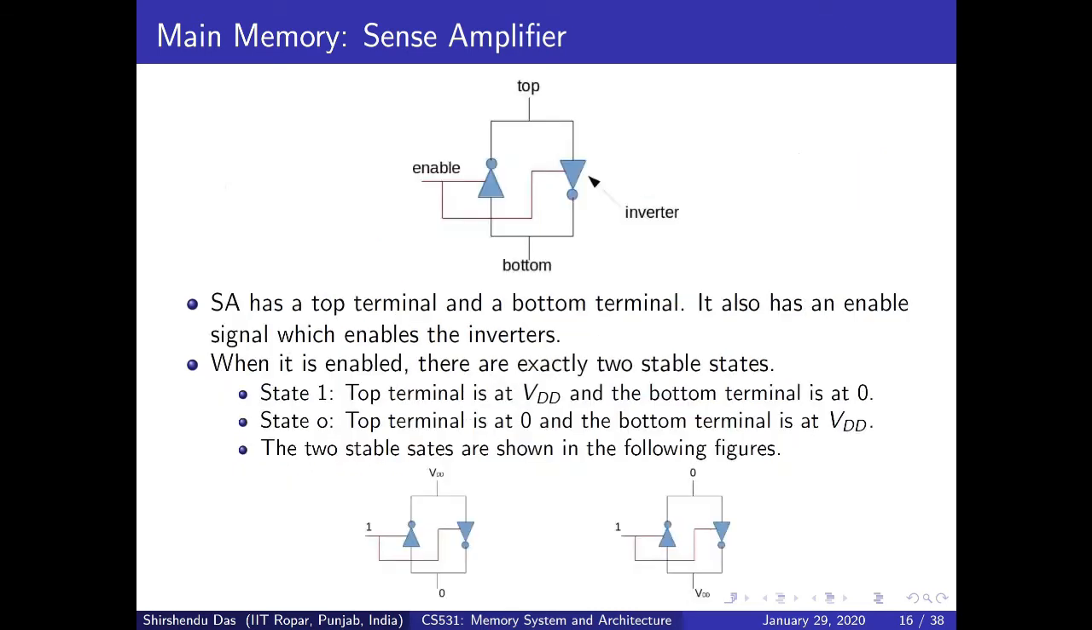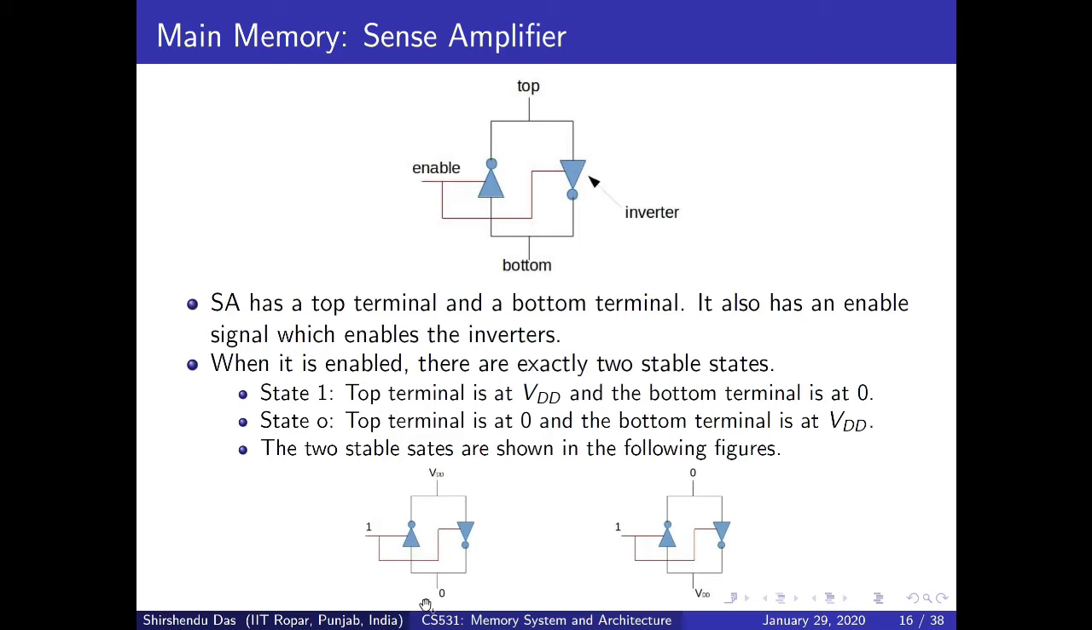Let me explain what a sense amplifier looks like. This is how a sense amplifier looks. There is an enable line here. There will be two parts, a top part and a bottom part, and there will be voltage available at each. Normally a sense amplifier has two stable states, state 1 and state 0. State 1 means the top is VDD and the bottom is 0. State 0 means the top is 0 and the bottom is VDD. Both states are shown here.